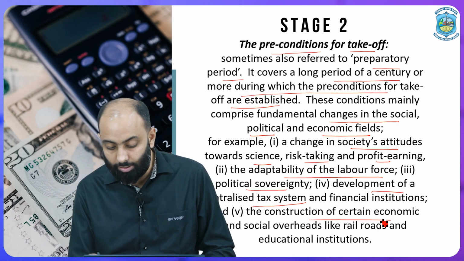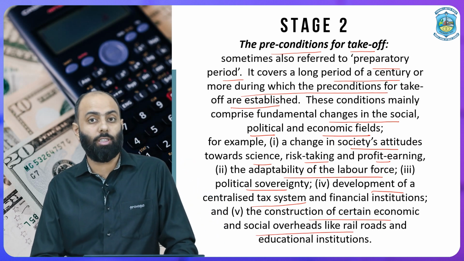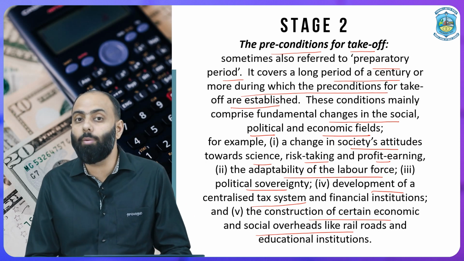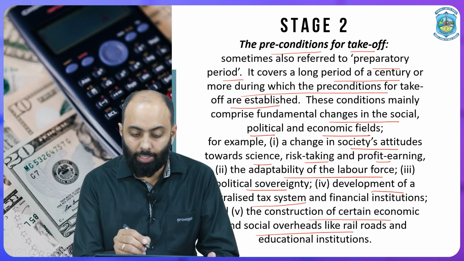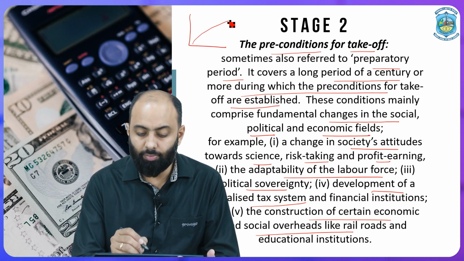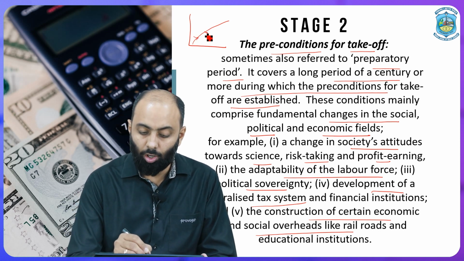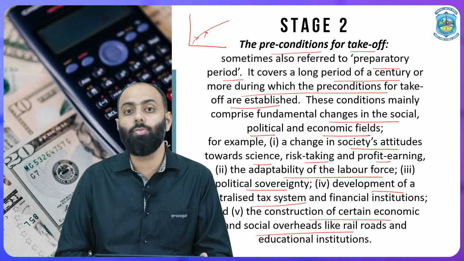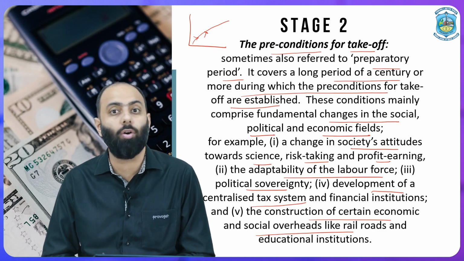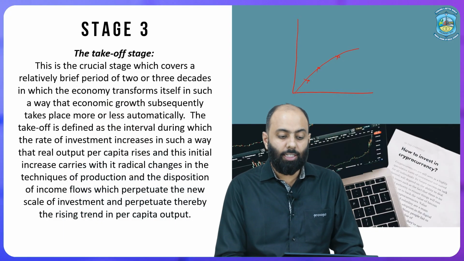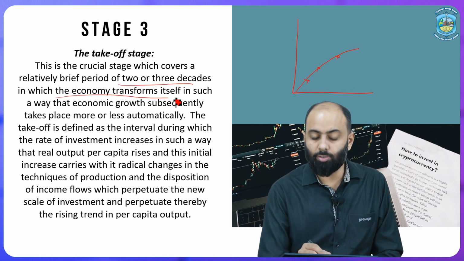Then comes the construction of certain economic and social overheads like roads, railways and education institutions which can meet global demand and need. To conclude, for the second stage we can say that the economy is at a level where the traditional society has achieved its things. Now the economy is prepared for the next level of achievements where we can fulfill demand and supply, that is the precondition of takeoff. The third stage is a very crucial stage in which relatively 2 or 3 decades of economic transformation take place.